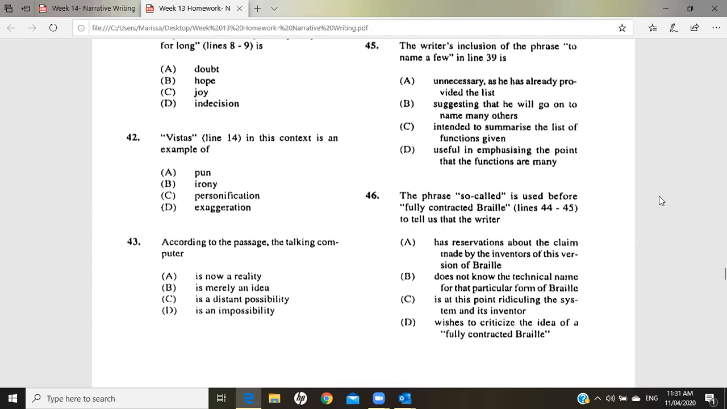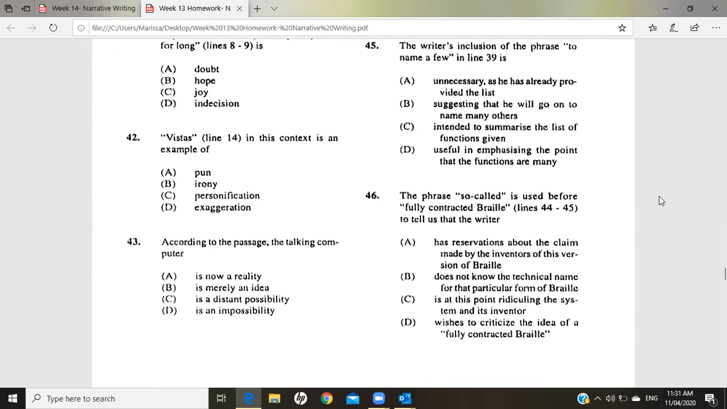42 says vistas in this context is an example of what, Sushmita? A. What, Chad? D. Not D. Vistas mean like a pleasing view. Could blind people see? No. So then what device is that? Pawn? Yes, the answer is a pawn. It's a pawn on the word vistas because blind people cannot see.